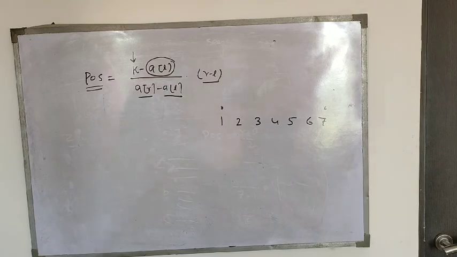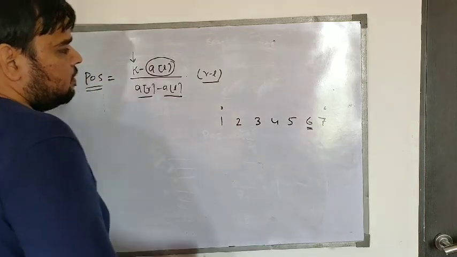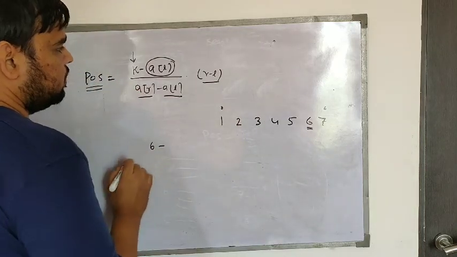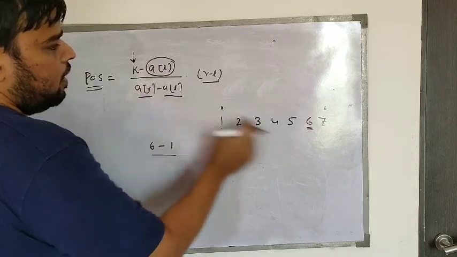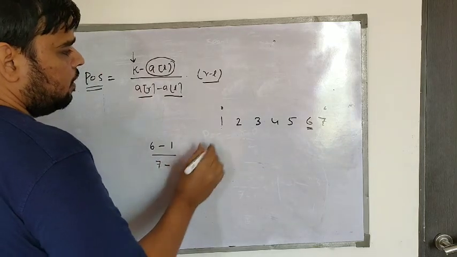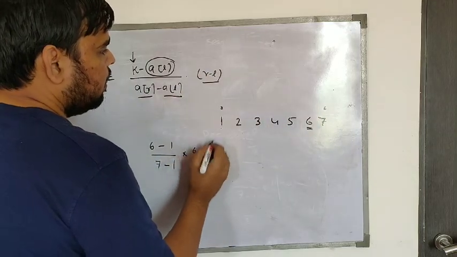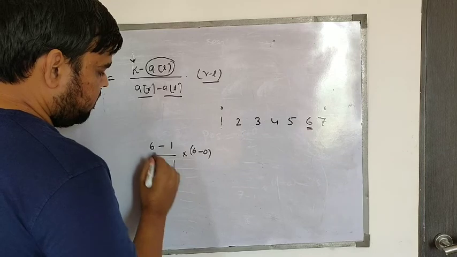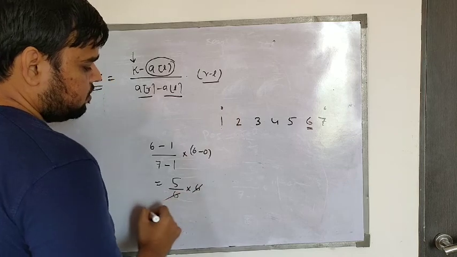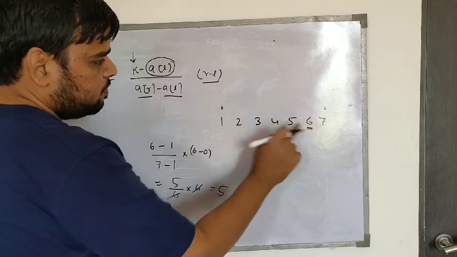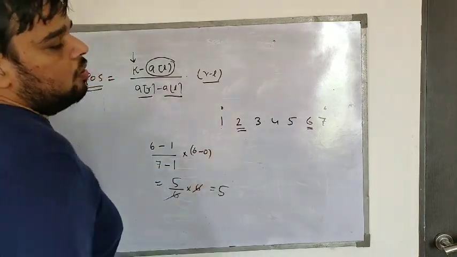Let's try to understand this with the help of this example. I want to search for key 6. So k is equal to 6 minus AL, which is 1, divided by AR, which is 7, minus AL, which is 1, into R minus L. R is equal to 6 and L is 0. So this will be 5 by 6 into 6, which is 5. So my 6 is present at index 5, and my data is equally distributed. Now let's suppose I want to look for key 2.